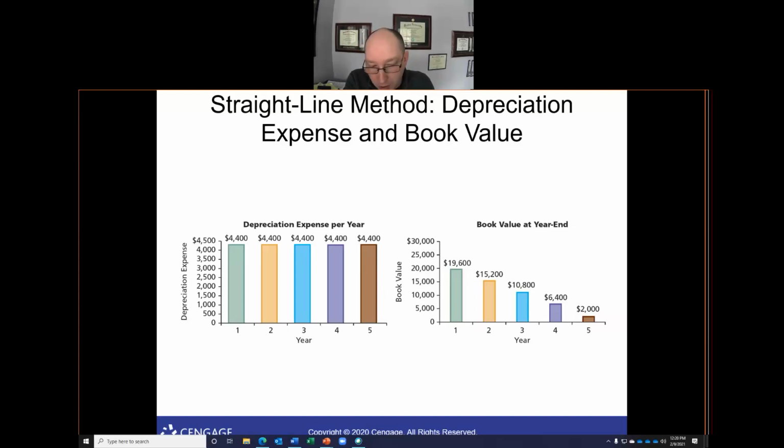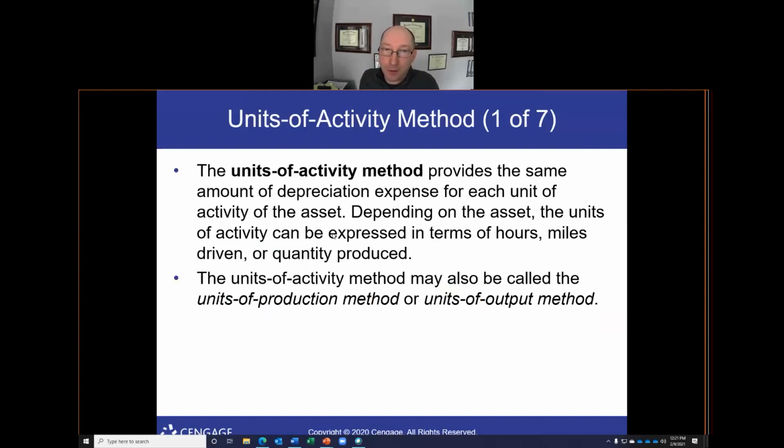So initial cost was 24,000 minus the residual value of 2,000. That gets you to 22,000. Divided by the useful life is 5 years. So 22,000 divided by 5 is 4,400. Does that help to answer your question, David? Great. Thank you. Good question. Okay, so that's straight line.